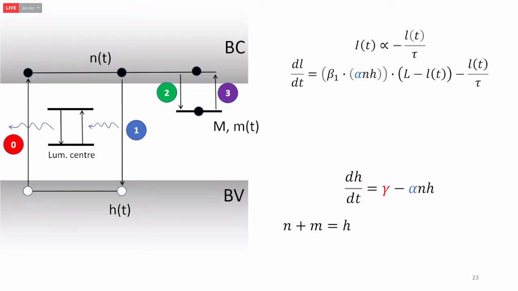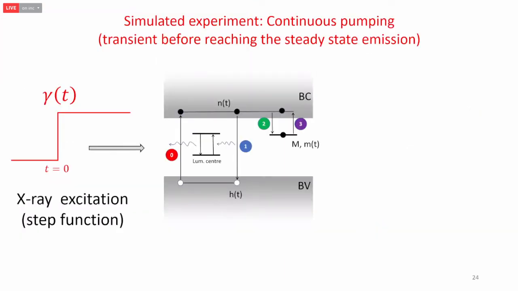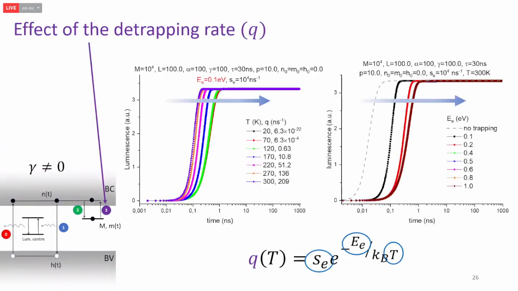Now all the electrons have to sum up to being equal to the holes, and I have different dynamics because now I have three different processes that play with the concentration of electrons in the conduction band: the recombination, the trapping and the detrapping of electrons. This changes a lot. I'm just going to skip this one and show the same experiment because I'm running out of time.